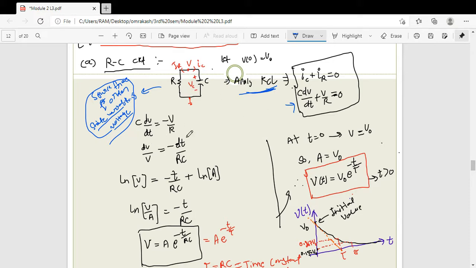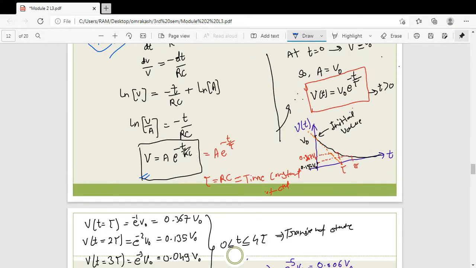This equation I am taking here. First, I apply KCL here. So IC plus IR equal to 0. Replace this IC. What is the IC? C dV by dt, right? And IR is V by R, since V is the voltage at this common node. So this plus goes to the right hand side, which gives minus V by R, and take ln on both sides and solve. So at the final stage, you will get V is equal to A e to the power of minus t by RC.